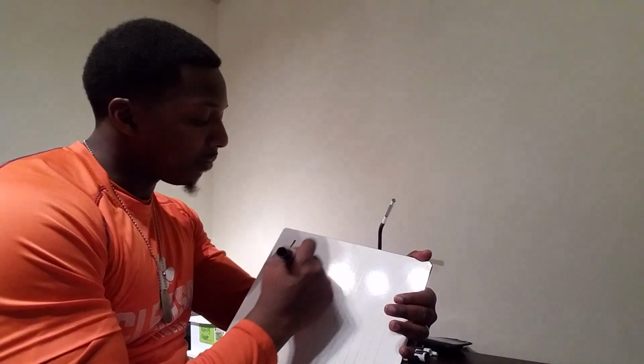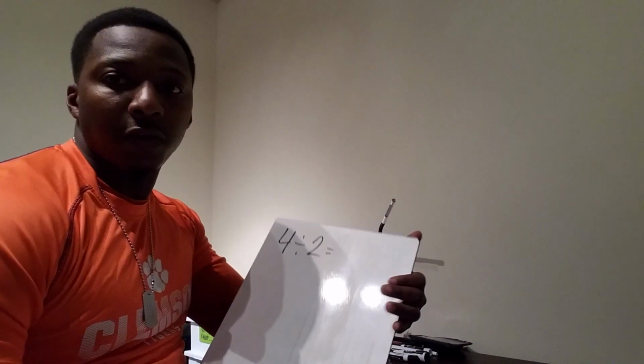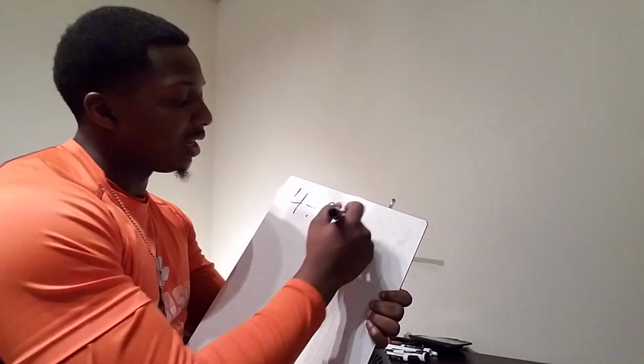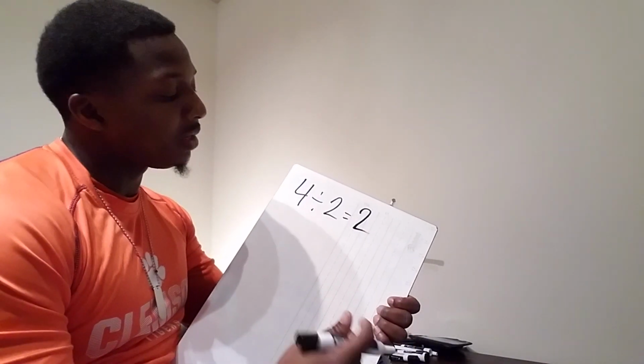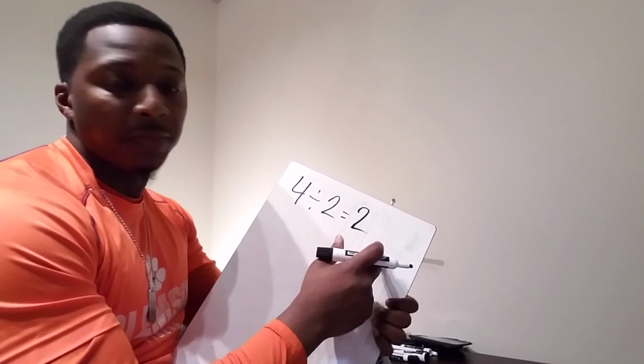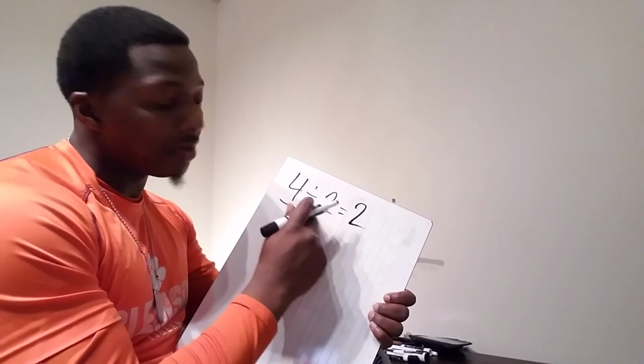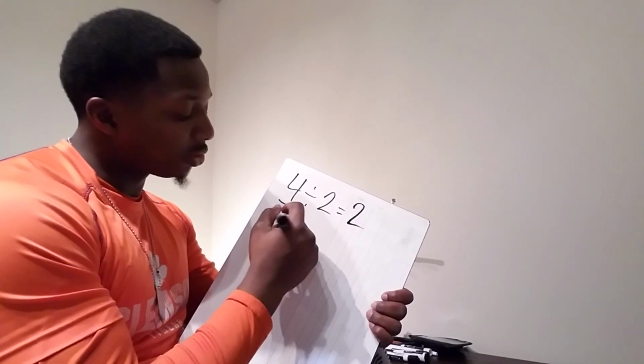We'll start with a simple number like 4 divided by 2. Now, all of us know that 4 divided by 2 gives us a simple answer of 2. But what does that mean? It simply means how many groups of 2 can I take out of 4? So if I start with this number, how many times can I take 2 away? So we'll start with the model.